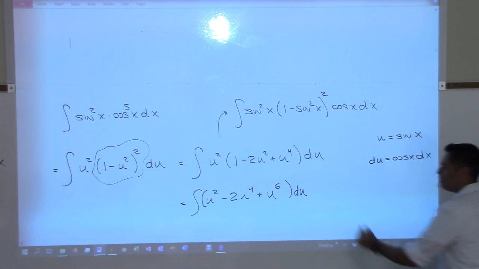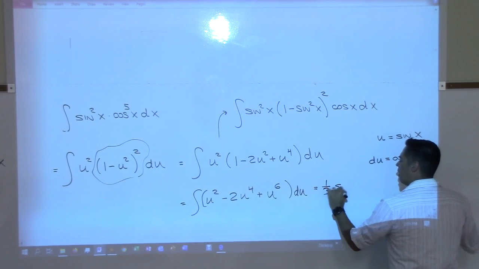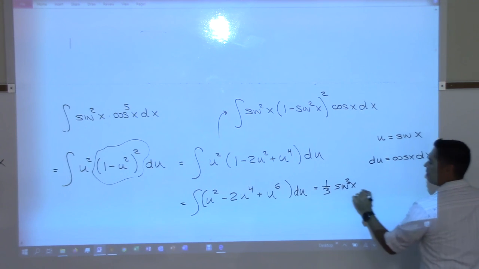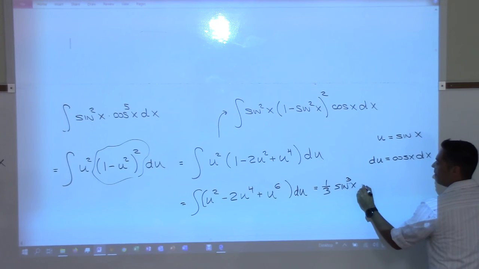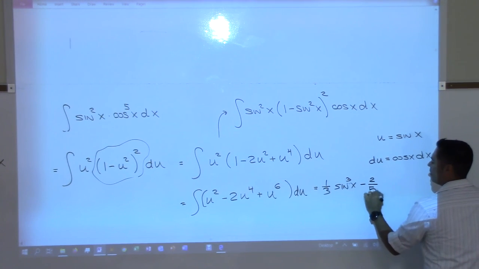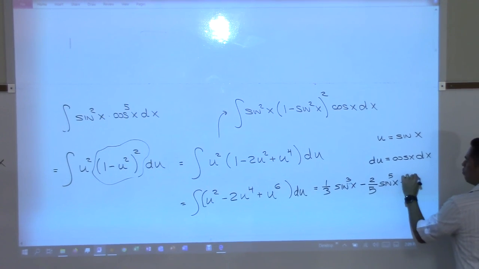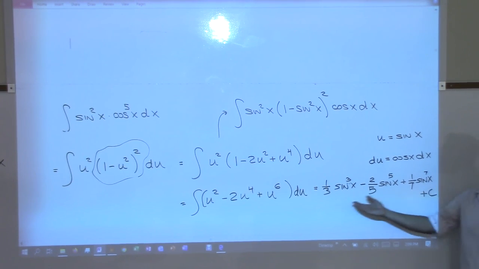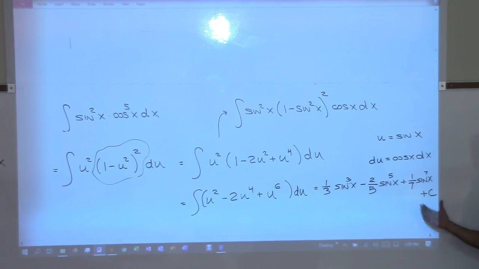All right, the antiderivative here is 1/3. Okay, I'm going to go ahead and just crank it all out right now. Let me just redo that. 1/3 sine cubed x, and then minus 2/5 sine to the 5th x, and then plus 1/7 sine to the 7th x plus some constant. So I went ahead and did the antiderivative of each one of those in terms of u, and then replaced all the u's with sines.